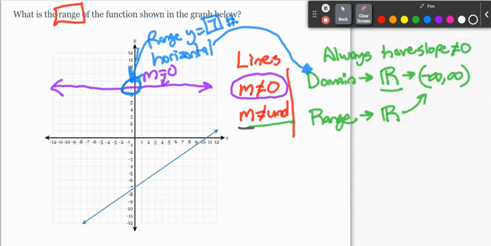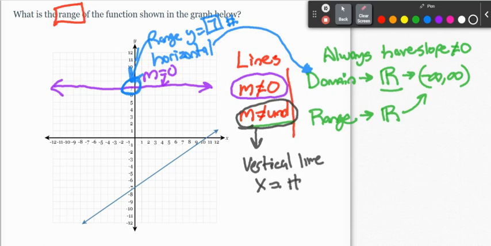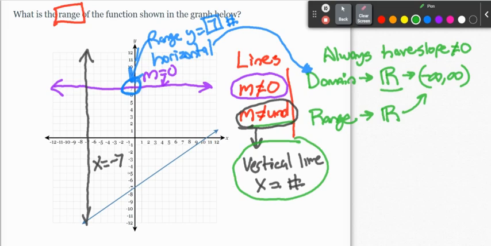And then if m is undefined, this means you have a vertical line. If you have a vertical line, it's actually an x equals equation, some number. I'm going to draw one right over here going through, let's say, -7. Okay, so that would be a vertical line. That's x equals -7. If you have a vertical line, it doesn't have slope. Its slope is undefined.